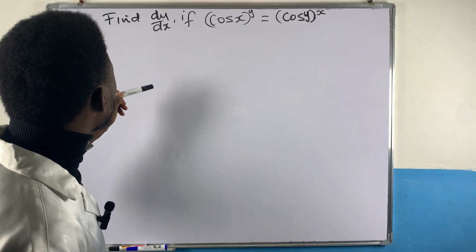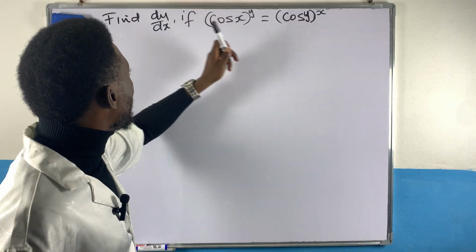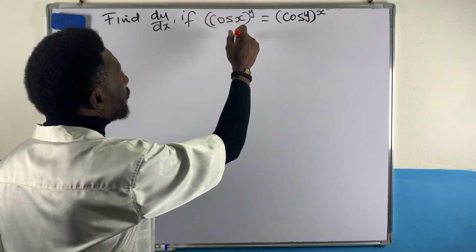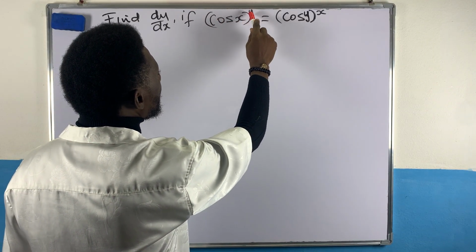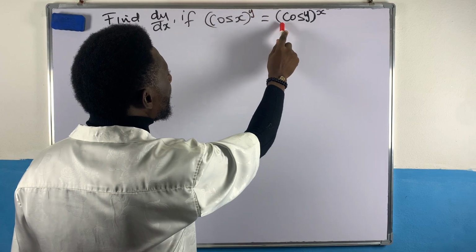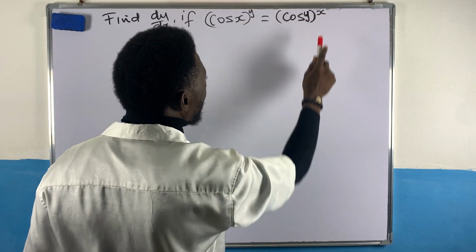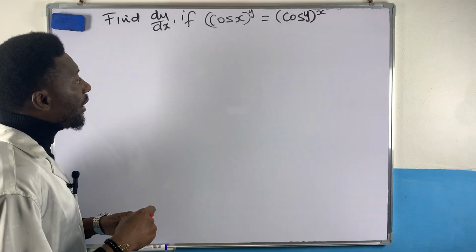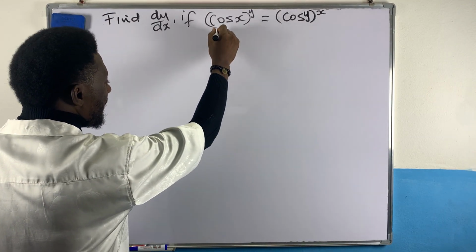Now we are given this equation and we are asked to find dy/dx. We are told that cos x to the power y equals cos y to the power x, and we are asked to find dy/dx. That's the first derivative.